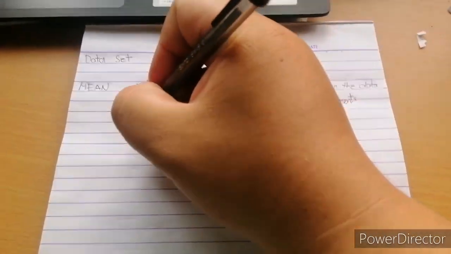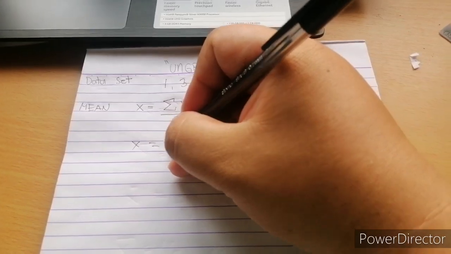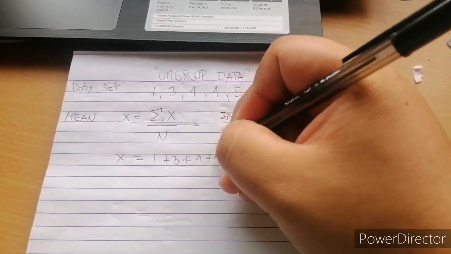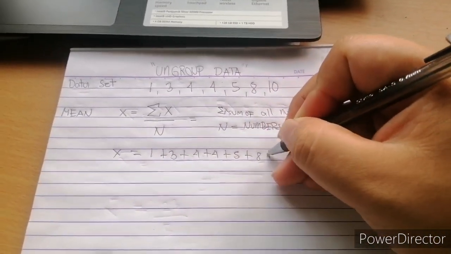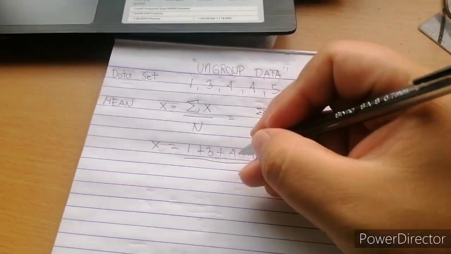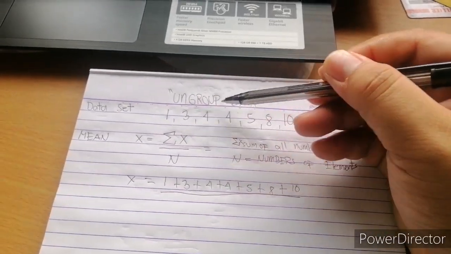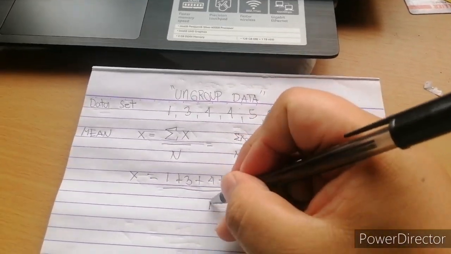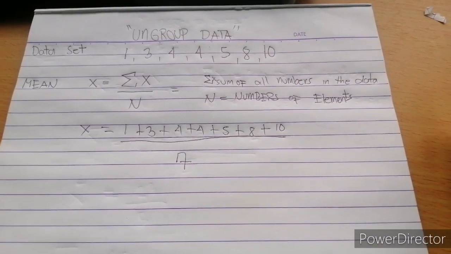So let's start. x̄ is equal to 1 plus 3 plus 4 plus 4 plus 5 plus 8 plus 10 over, so that will be 1, 2, 3, 4, 5, 6, 7. So this data set has 7 elements.